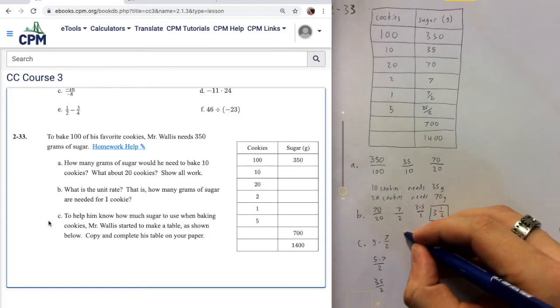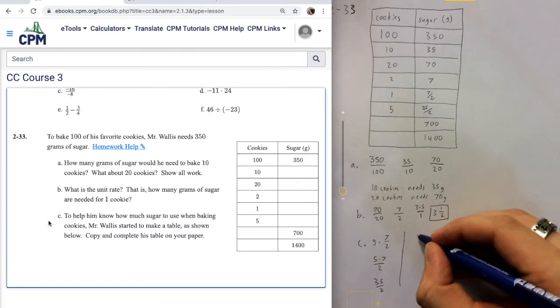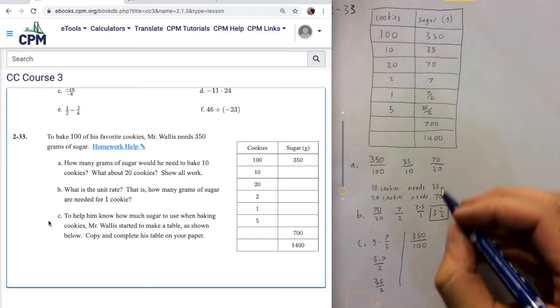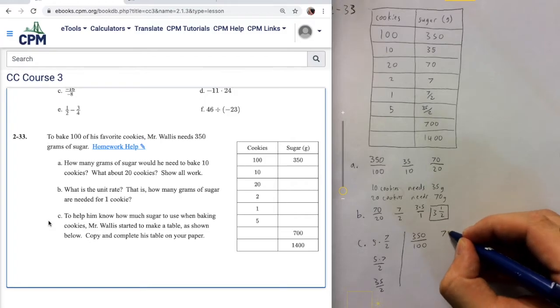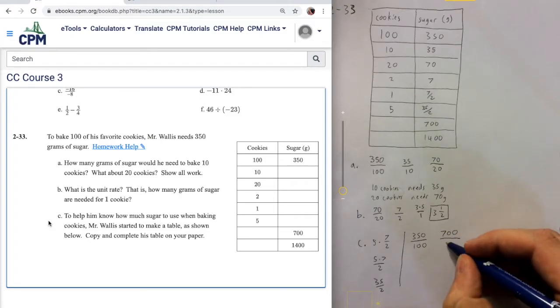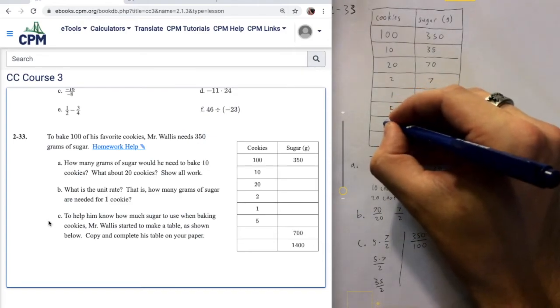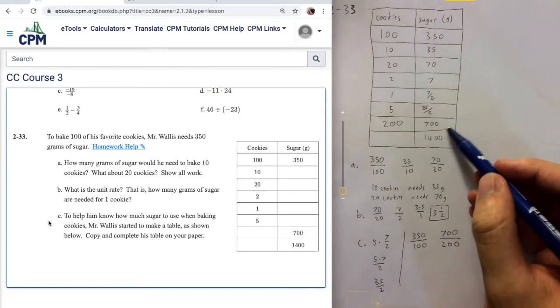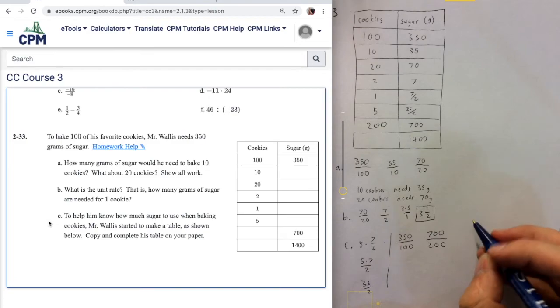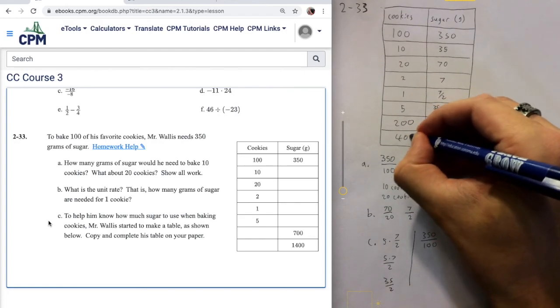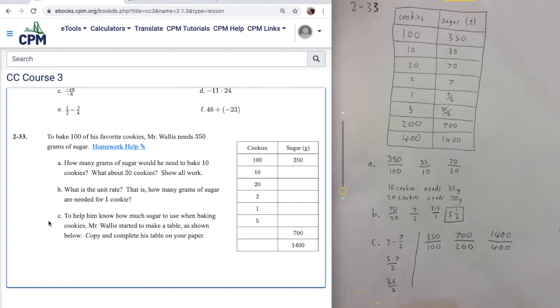So for the next problem, we had 350 over 100, and we're doubling the amount of sugar to 700. So then we're going to have to double the number of cookies. So from 100 is going to go to 200, and that will be the answer. You can write that in here. Once again, going from 700 to 1400, we're just going to double it one more time. So 1400 over 200 times 2, which is 400. And then that would be the table for 2-33 filled out.